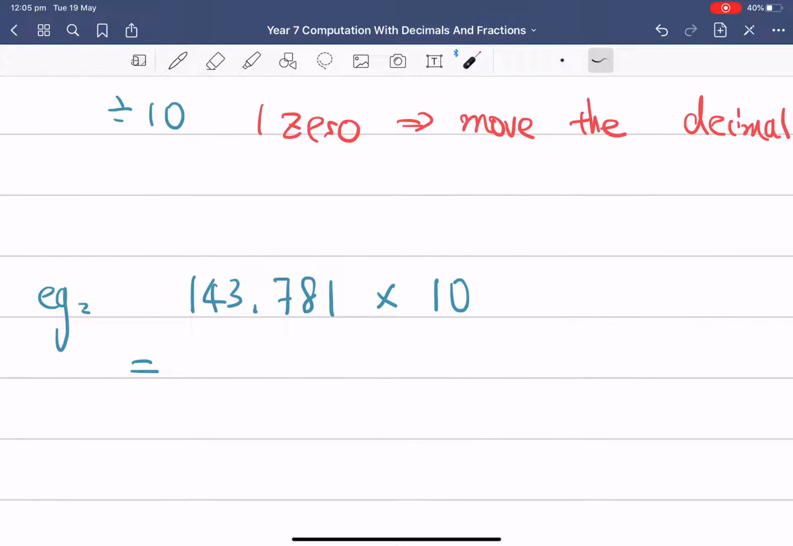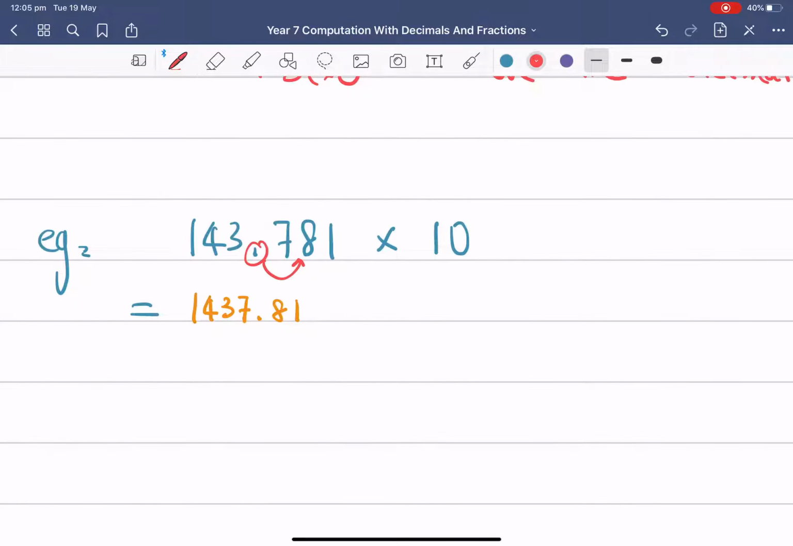So that's the idea. We're going to move that decimal point one place to the right, and that becomes the new decimal point. And then the answer will be 1,437.81. That's what you do. It's really, very easy. Simply move the decimal point one place to the right. All right, how about this one? Let's do another one here.